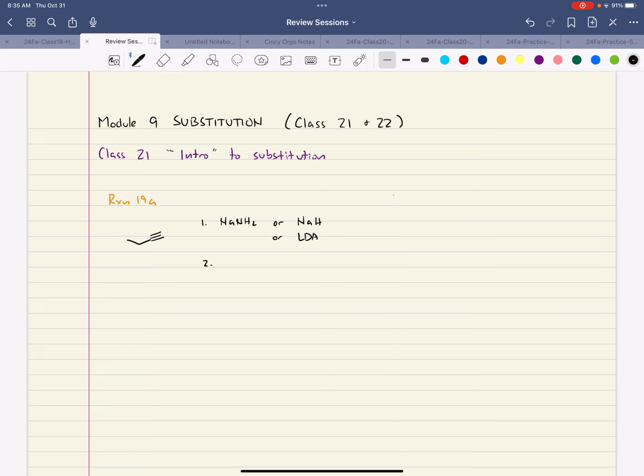The second reagent is an alkyl halide. It has to be a methyl halide or primary, so I'll make this primary. Could you pause the video and fill in the product, and then I'll go over the mechanism.